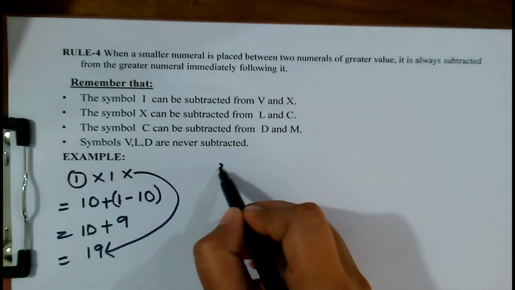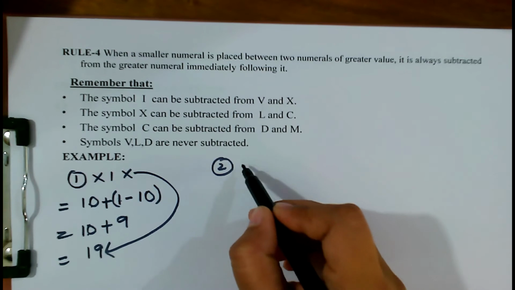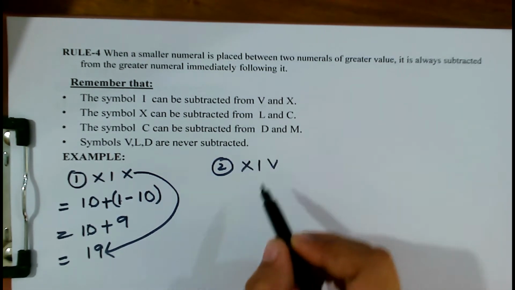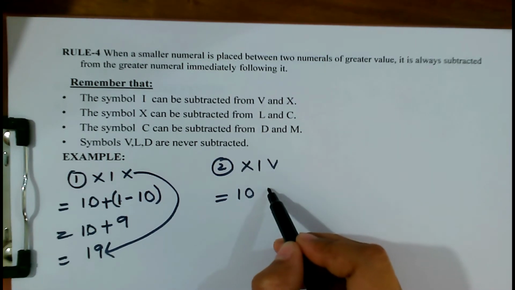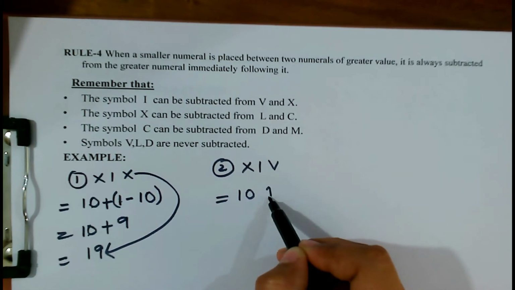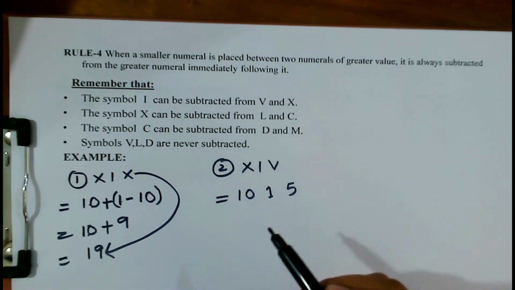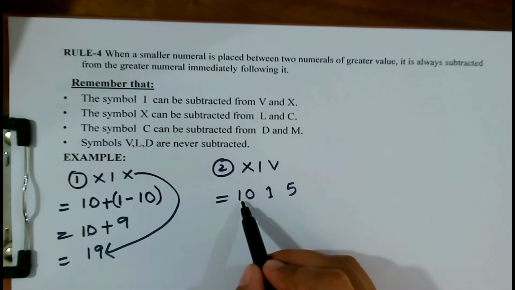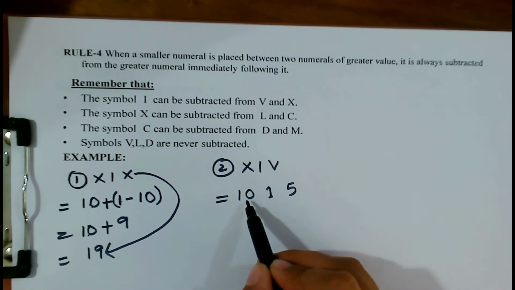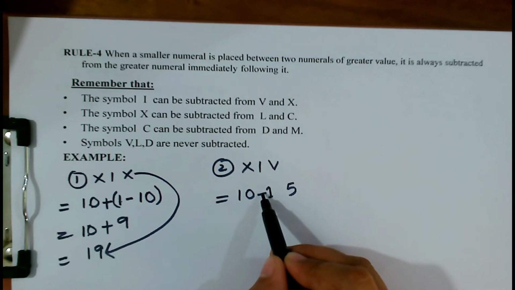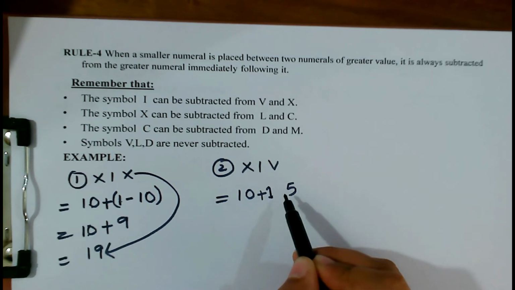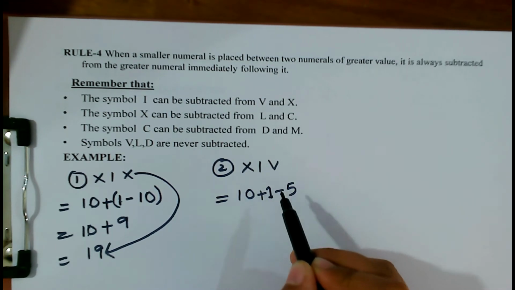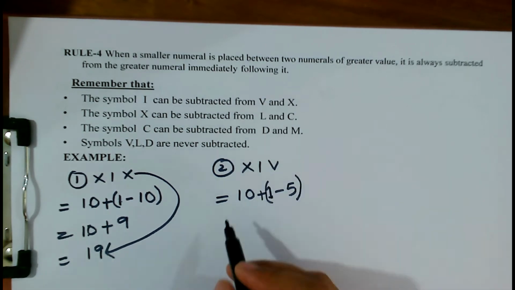Example number 2, XIV. X is 10, I is 1, and V is 5. From 10 to 1, it is going from big to small, so this one is plus. Then from 1 to 5, this one is small to big, so this is subtract. You subtract these two.